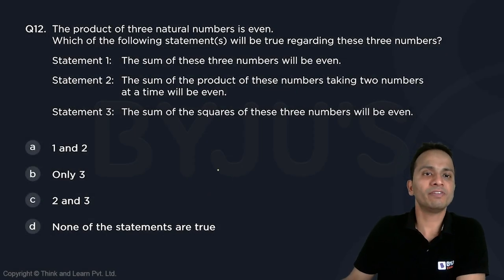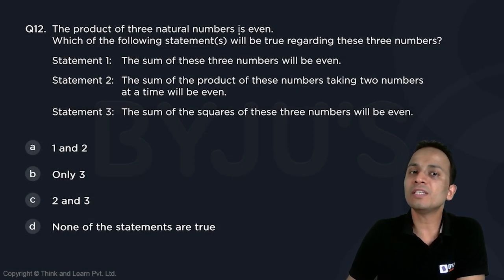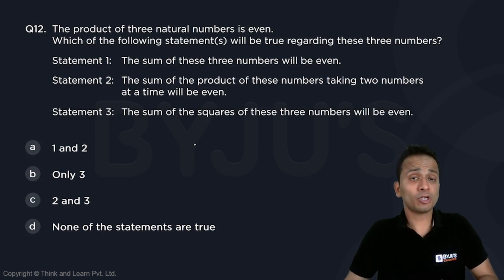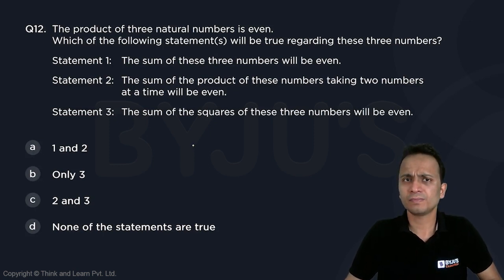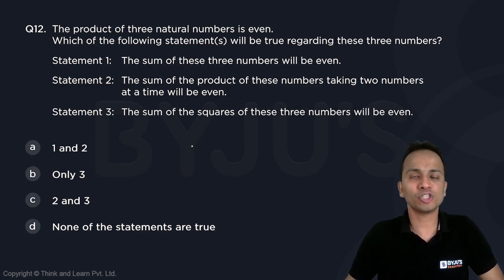Now for this question, it is given that the product of three natural numbers is even. Now the product of three natural numbers can be even in three different scenarios. So basically, at least one of these three numbers should be even.